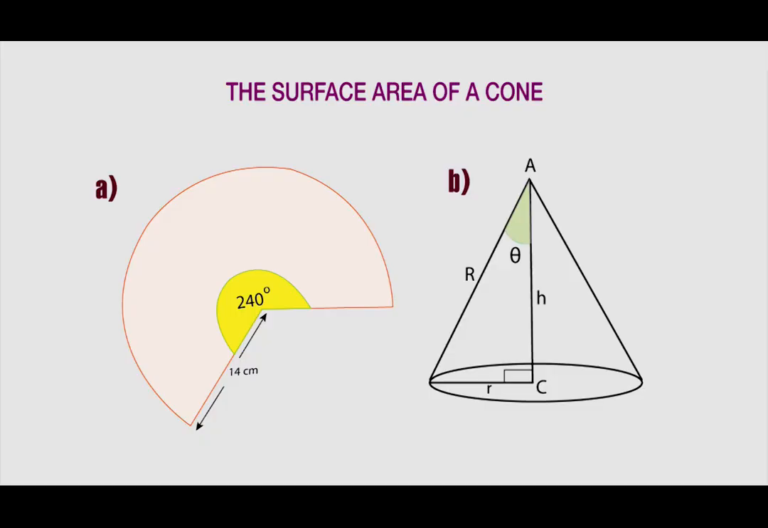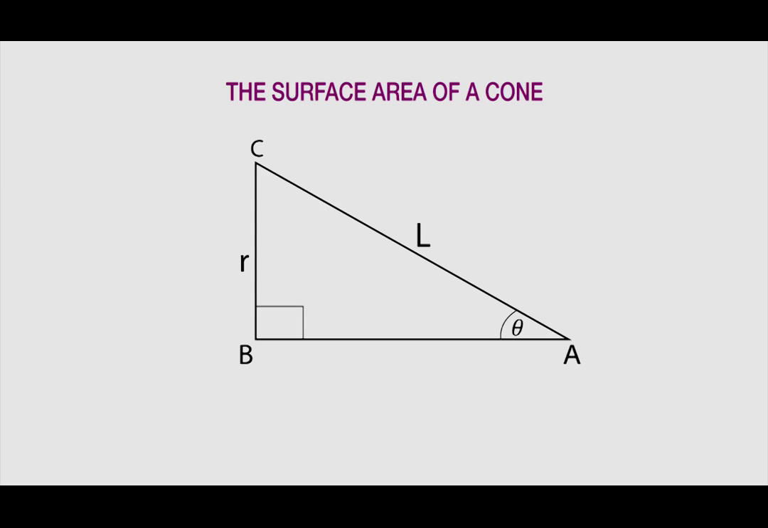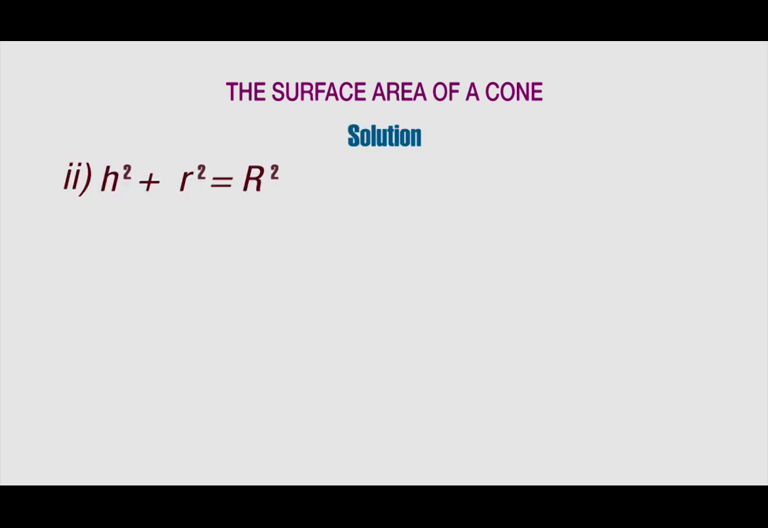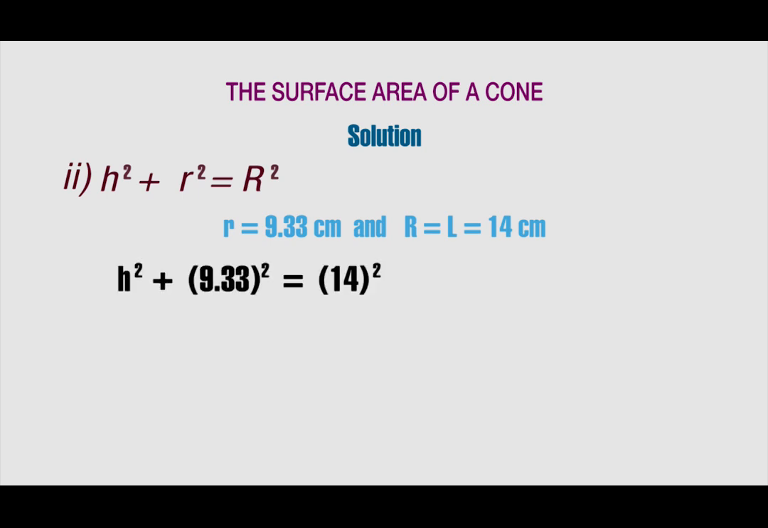Now, considering the right angled triangle ABC in the cone, we will apply the Pythagoras theorem to find the perpendicular height h. From the Pythagoras theorem, h squared plus small r squared is equal to big R squared. But our r, as calculated from the previous question, is 9.33 centimeters. And our big R is equal to our L, and that is 14 centimeters. If you do the necessary substitutions, then we have h squared plus 9.33 squared equals 14 squared.